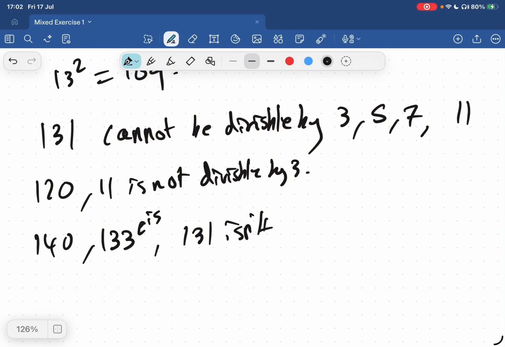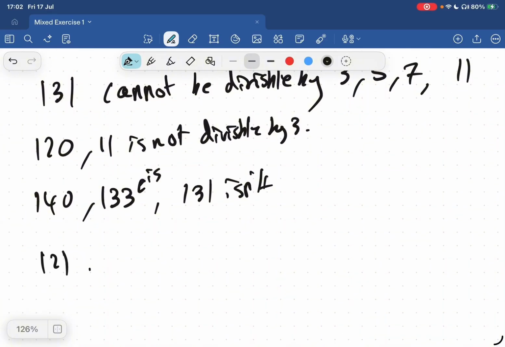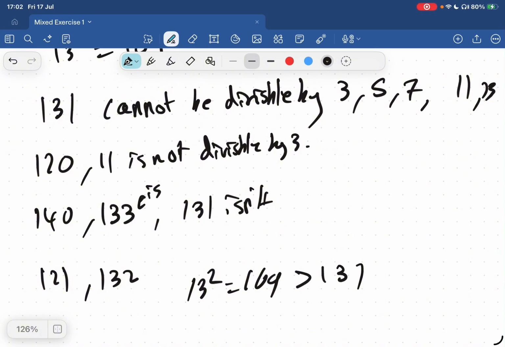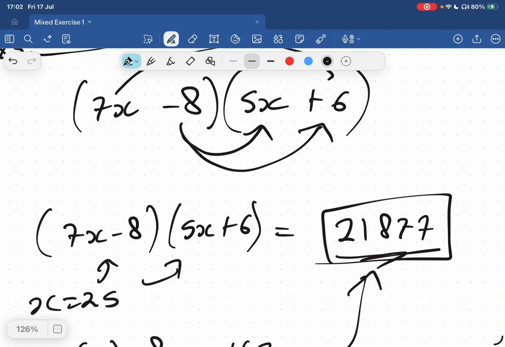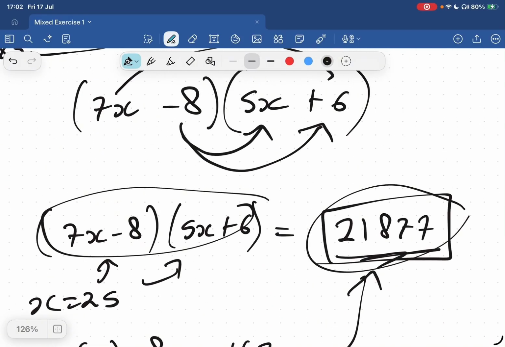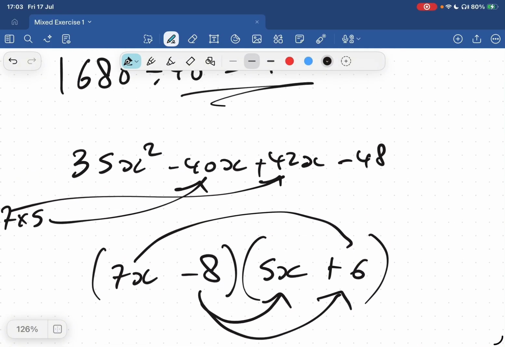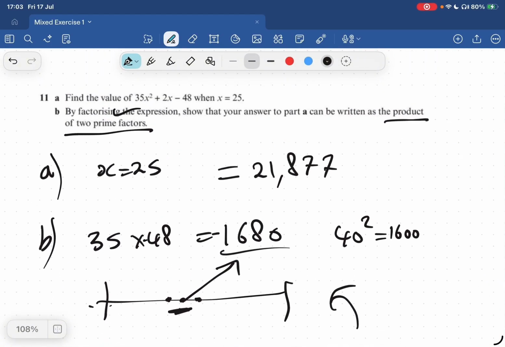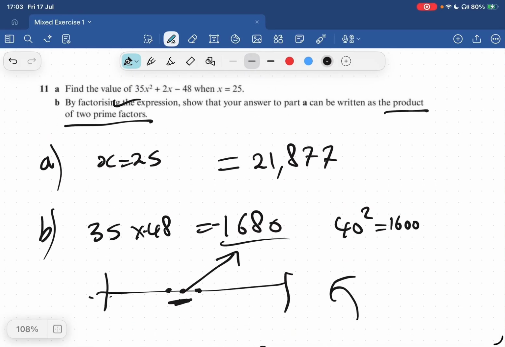Okay, we don't look at a 9, we look at 11. Okay, yet again, 121, 132, and then 13. 13 squared is 169, which is greater than 131. Okay, so here we proved 131 is prime. So both 131 and 167 are prime numbers, and when you times them together from this factorizing, we know that you get 21,877. Okay, so quite a tricky question, quite an interesting question, and let me know if you have any questions.